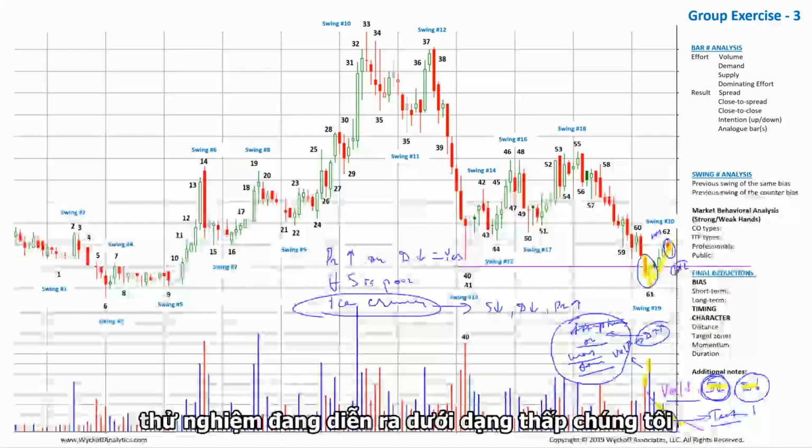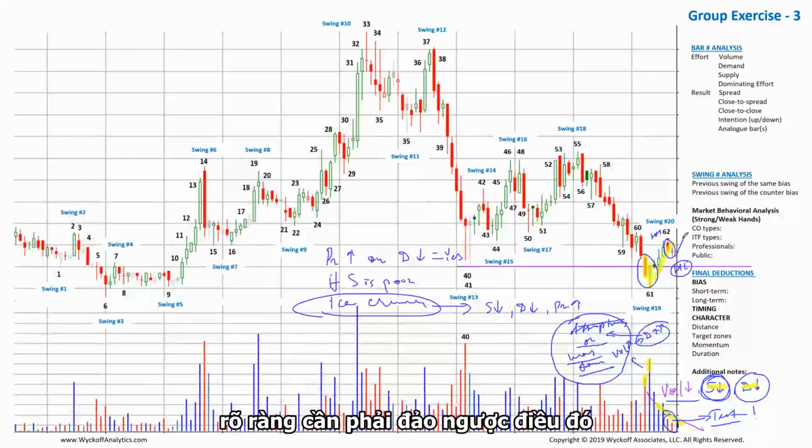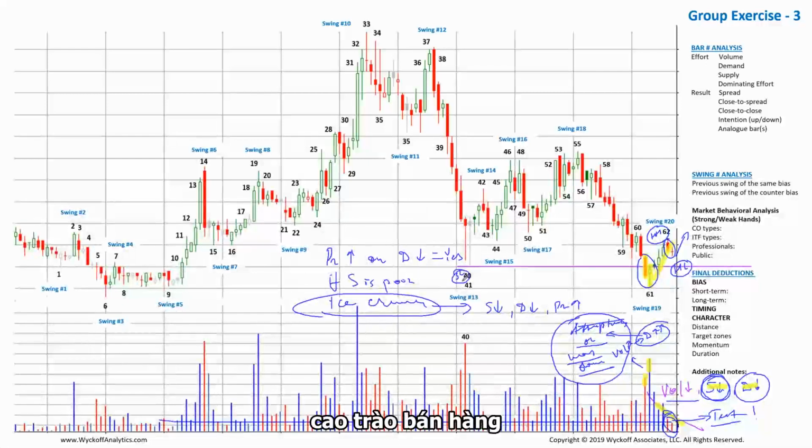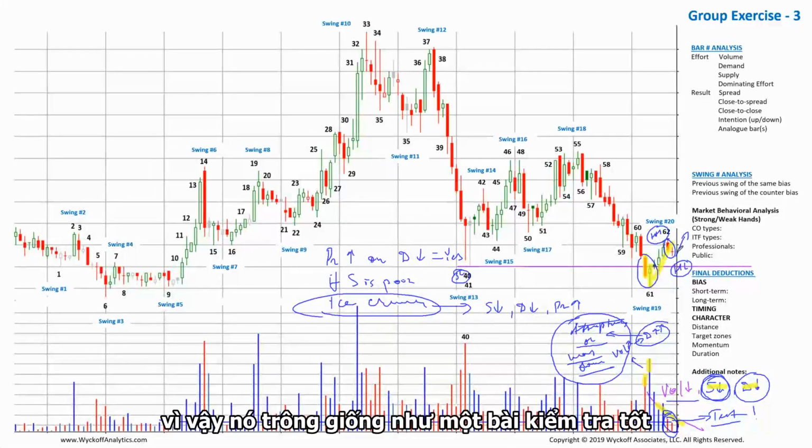The test is happening as a higher low. We obviously need to reverse that. We had a short-term high right here, and supply is one of the lowest supply signatures on this chart, and one of the lowest signatures since the selling climax. So it looks like a good test at this point, at least for now.